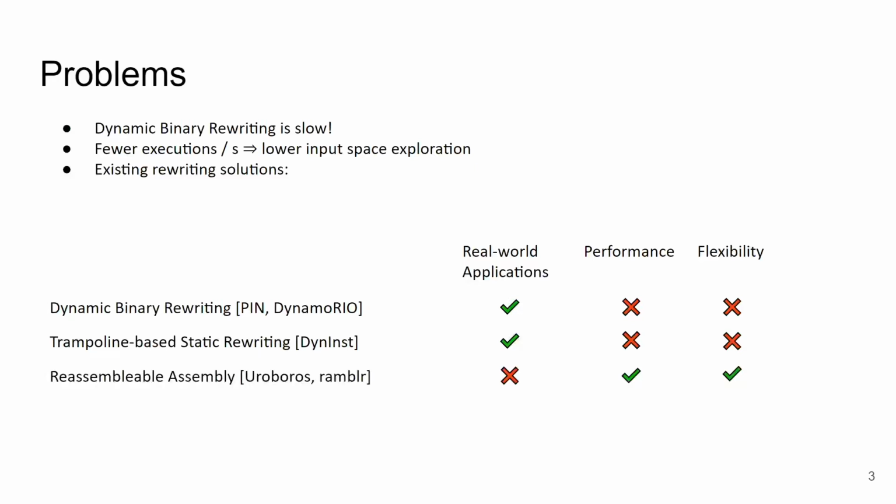More recently, reassemblable assembly-based approaches are promising as they have very low overhead and are extremely flexible in the transformations that they allow. However, existing work relies on a combination of heuristic, static, and symbolic analysis that makes them infeasible for larger real-world applications. In this work, we developed RetroWrite, which is a reassemblable assembly-based approach that maintains the performance and flexibility benefits while eliminating the need for heavyweight static and symbolic analysis. This enables RetroWrite to scale to large real-world applications.